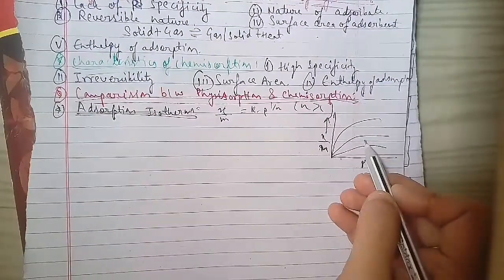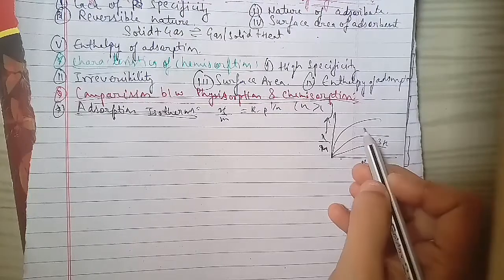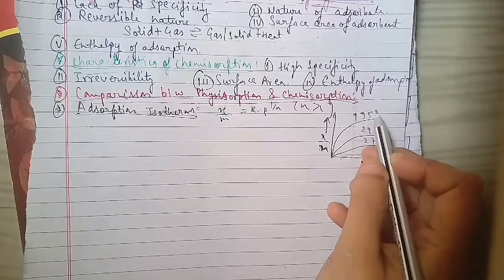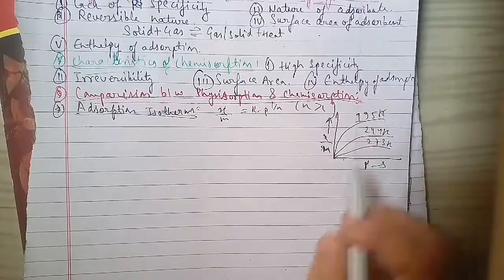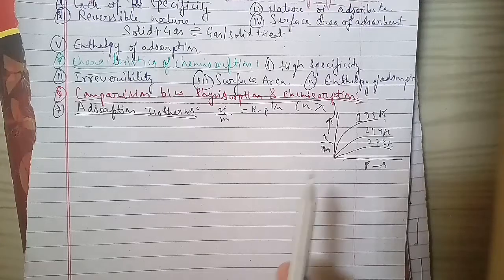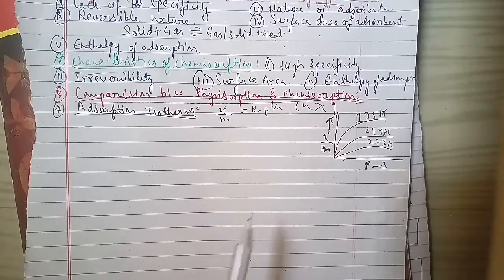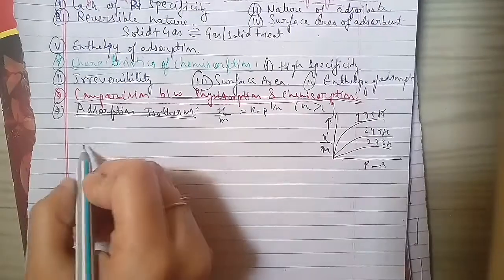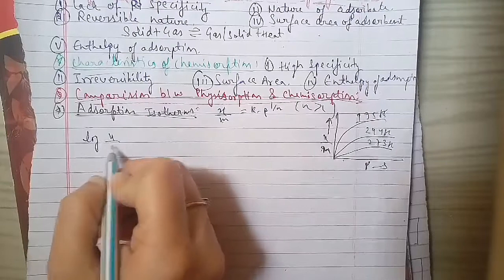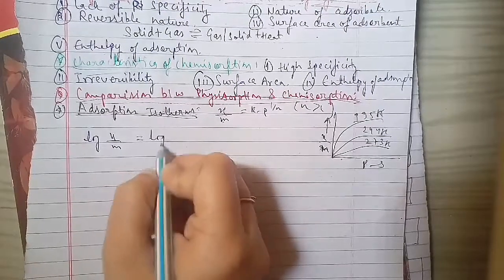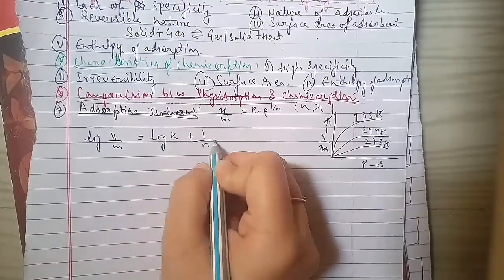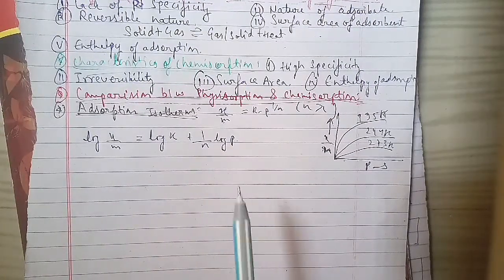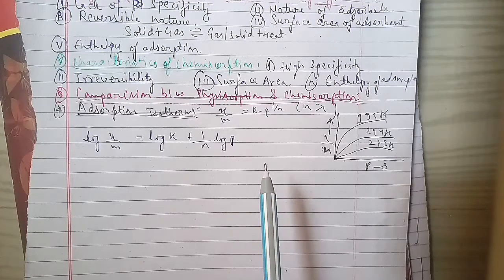of this equation, we will have log x/m = log k + (1/n) log p. So the validity of the Freundlich isotherm can be verified by plotting log x/m on the y-axis (ordinate) and log p on the x-axis (abscissa). If it comes to be a straight line, the Freundlich isotherm is valid, otherwise not. The slope of the straight line gives the value of 1/n. The intercept on the y-axis gives the value of log k.